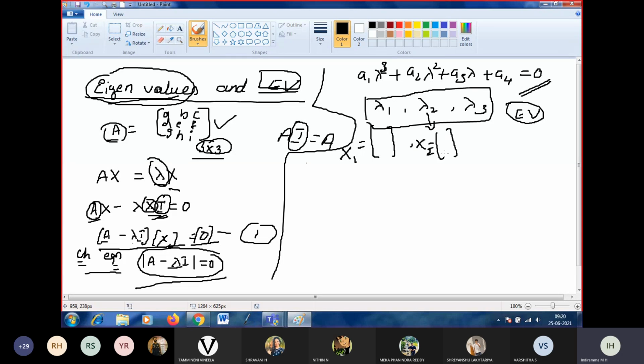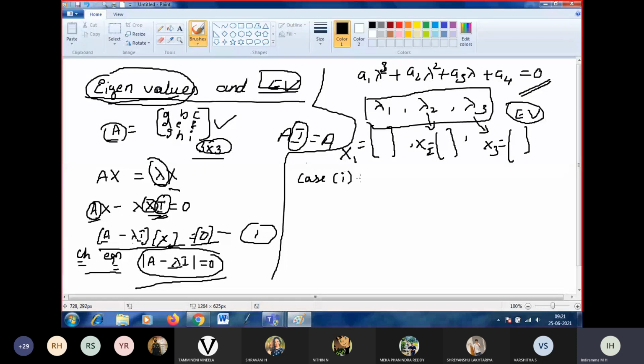It is called x2, that is an eigenvector corresponding to eigenvalue lambda 2, and for lambda 3 you will get an eigenvector x3. Okay, x1, x2, x3 are non-zero column matrices. How to find these values? So we have to go for case 1.